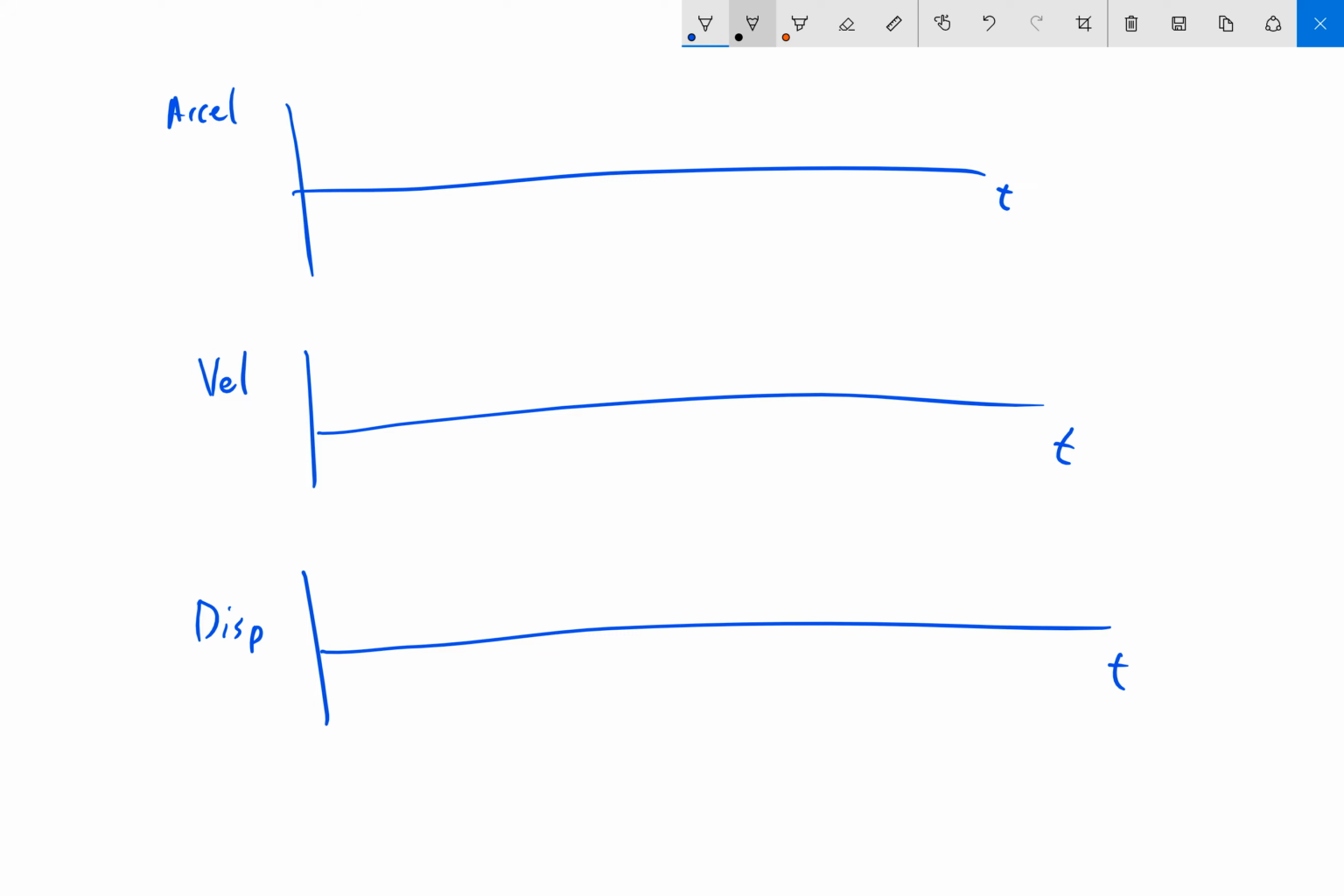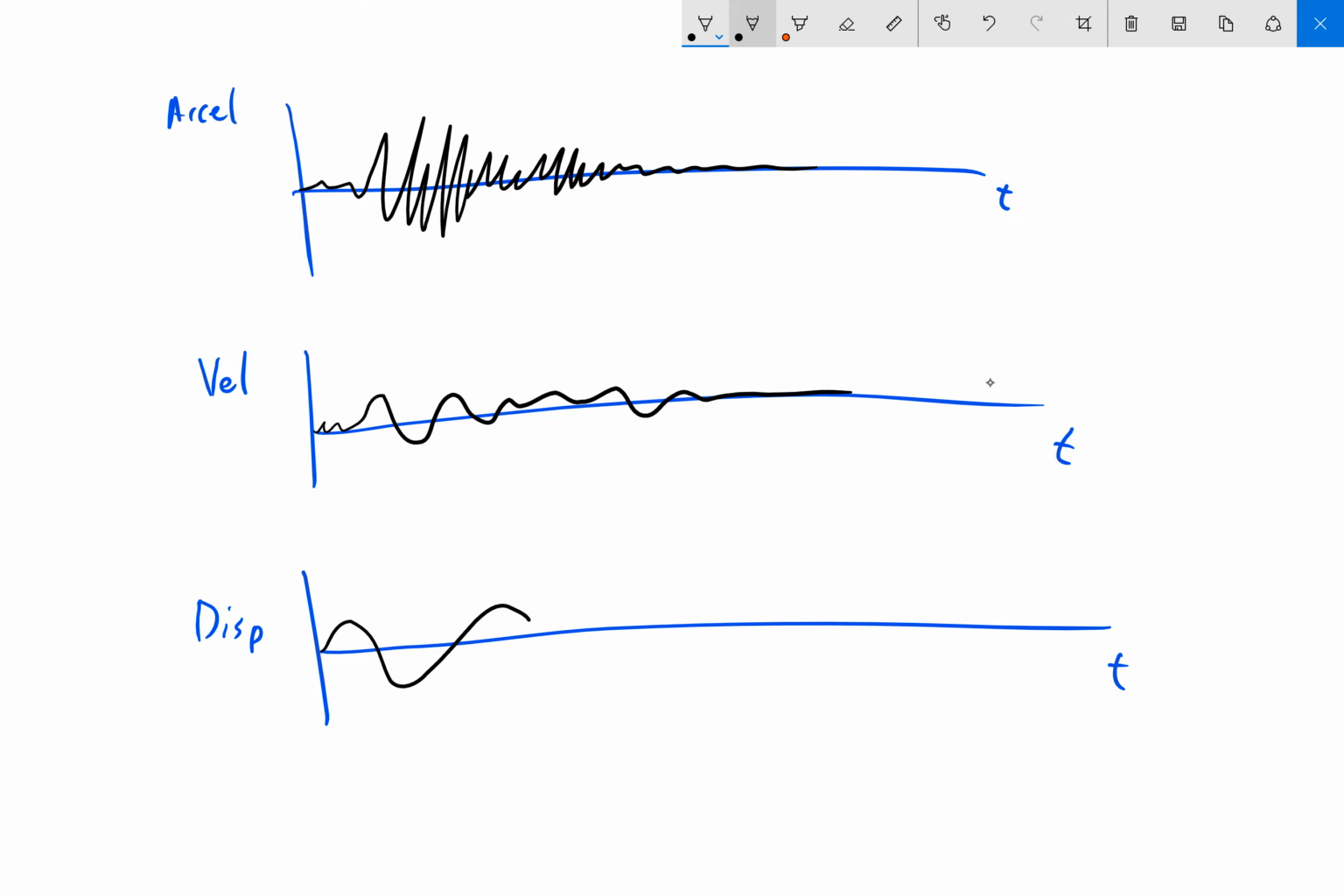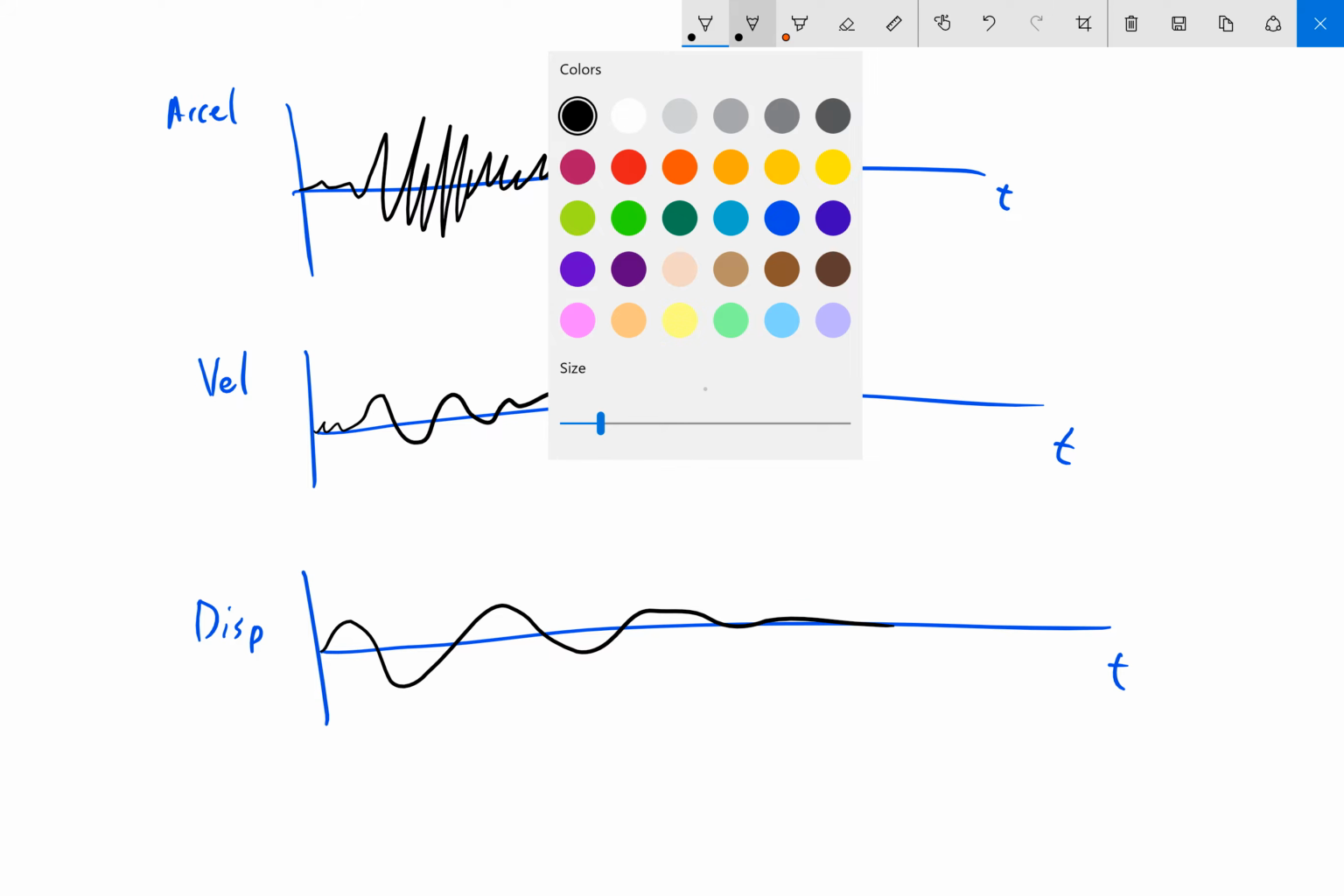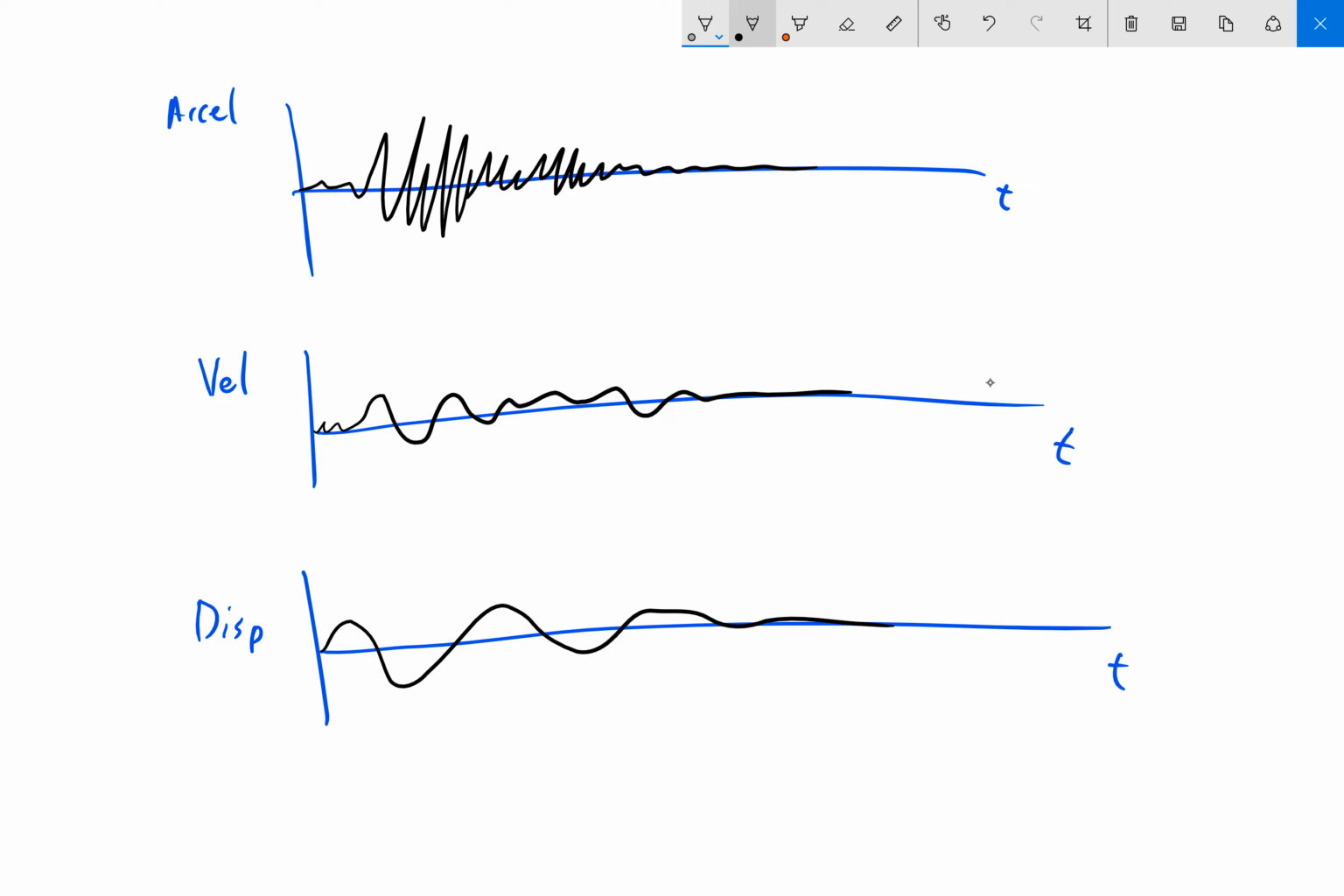And the idea here is then, oh, this is going to get ugly. The idea is that you want to compare how the velocity and the displacement time history compare with one another. But then what you want to do is you want to plot the spectrally matched time history on top of the same plot.